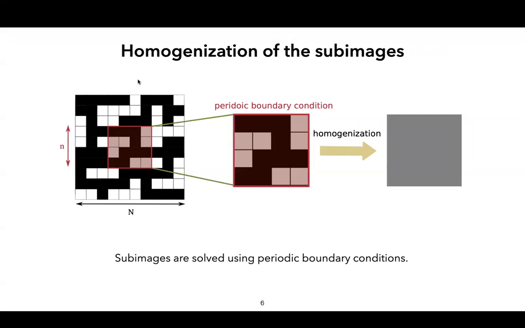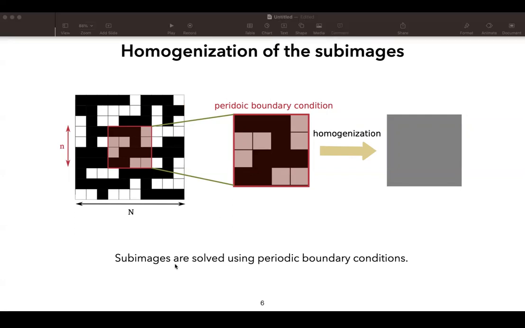Here is how we perform the homogenization of the sub-images. Say we want to homogenize this sub-image of size small n, which is represented here in the red region. We extract this sub-image, and then we apply periodic boundary conditions and solve the elasticity equation. And we obtain the homogenized properties from the equilibrium elastic fields.